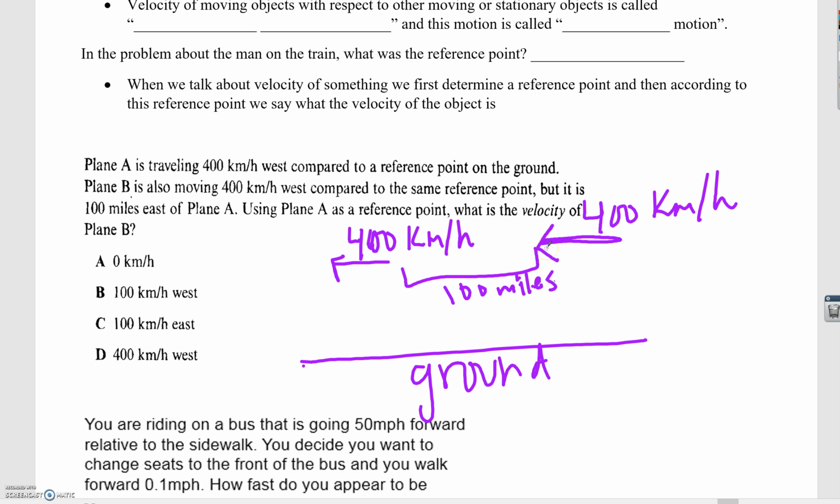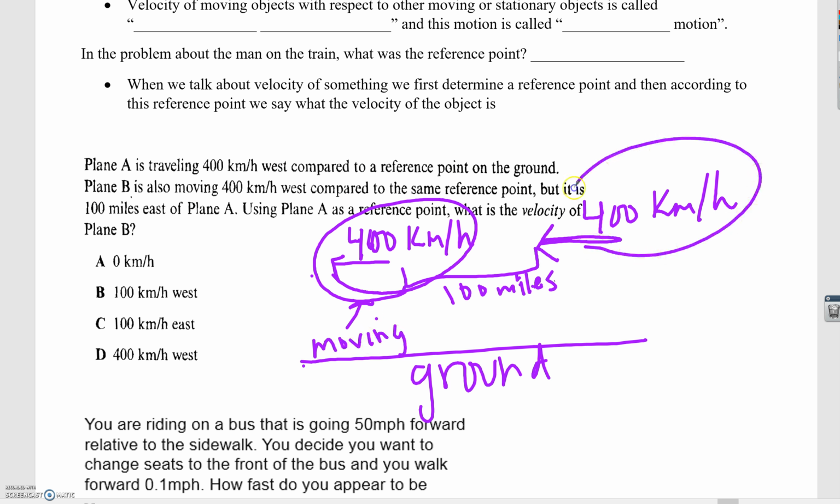Using plane A as a reference point, so notice it's taking this as a reference point. And that reference point is moving. This is moving. What is the velocity of plane B? And this is also moving. So I call this a two moving objects problem.